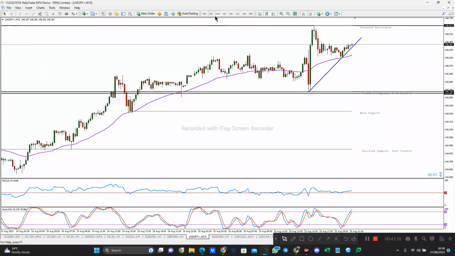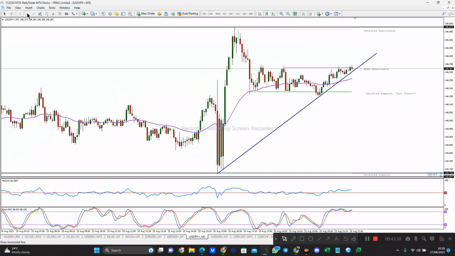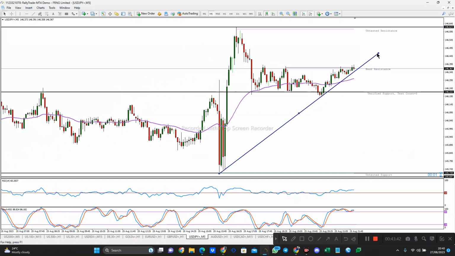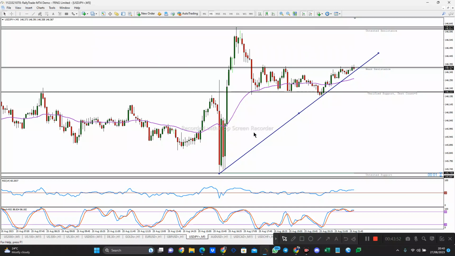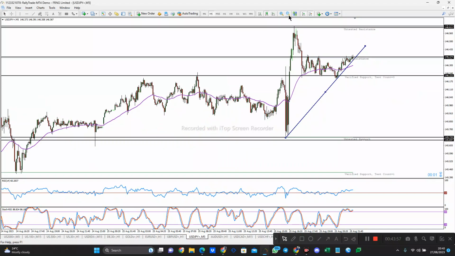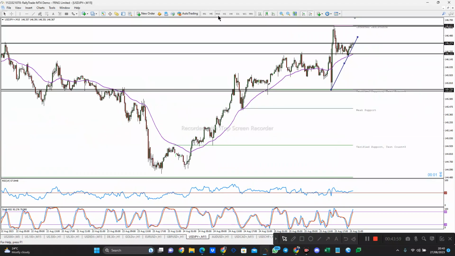Let me go to 5 minutes. Now you can see that there's a support here. Let me move this a bit. There's a support here. There's a minor resistance here. There's another minor one here, right? You can see what's going on here.